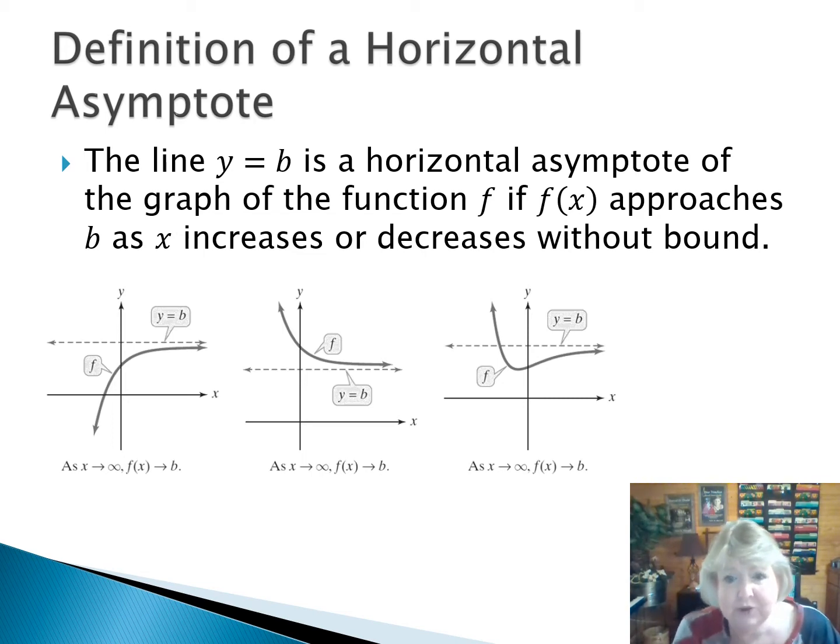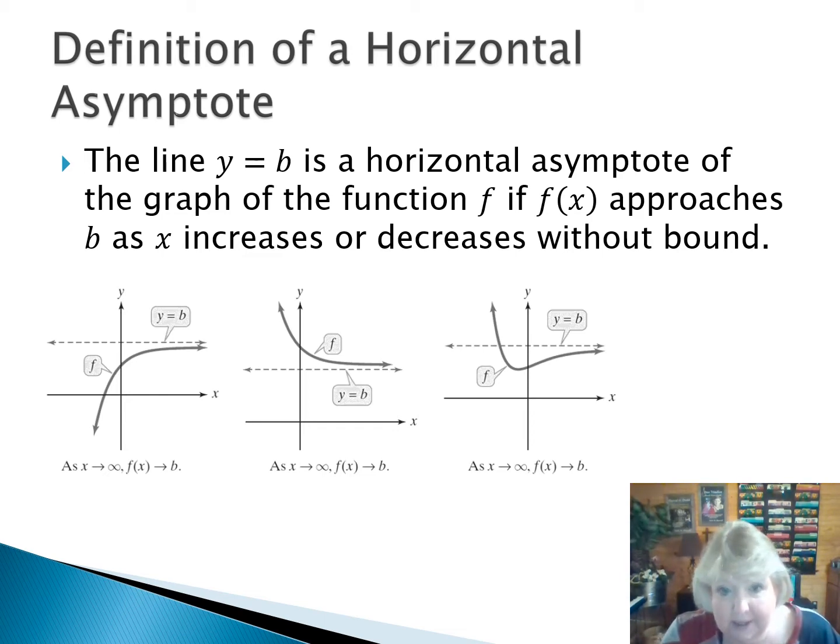In the three pictures I put here, all three have x approaching infinity. I didn't realize that when I did it. It could also be approaching negative infinity. But as x is approaching infinity here, notice that it's coming closer and closer to that line y equals b, but it's never going to touch it. And therefore, that is a horizontal asymptote. As x approaches infinity, f of x approaches b.